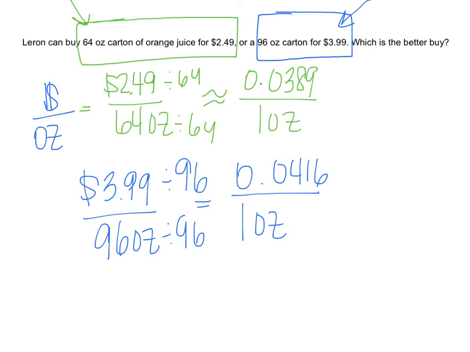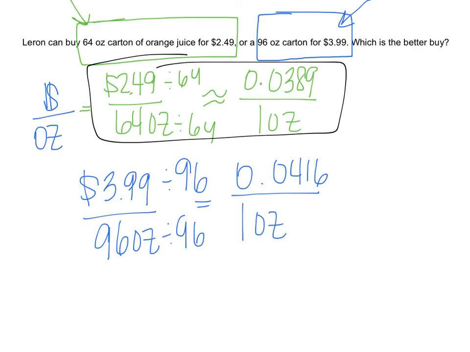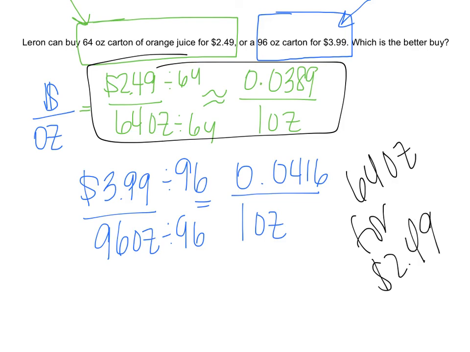So which one is the better buy? This top one is the better buy. So the 64 ounces for $2.49 is the better buy.